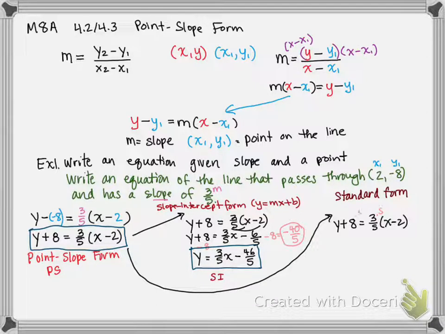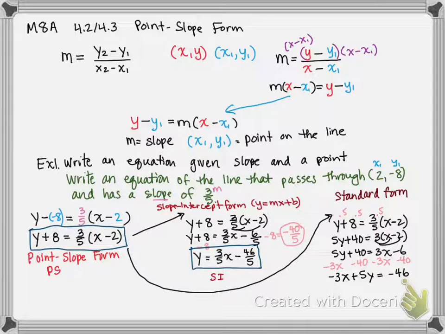How? I'm going to multiply every term outside of the parentheses by 5. That's going to give me 5y plus 40 equals 3 times x minus 2. Then I'm going to distribute. 5y plus 40 is going to be equal to 3x minus 6. Then I need to get my x's and y's together. So I'm going to subtract 3x from both sides. I'm going to get my constants together. Remember, constants go alone on the right. And I get negative 3x plus 5y equals negative 46.